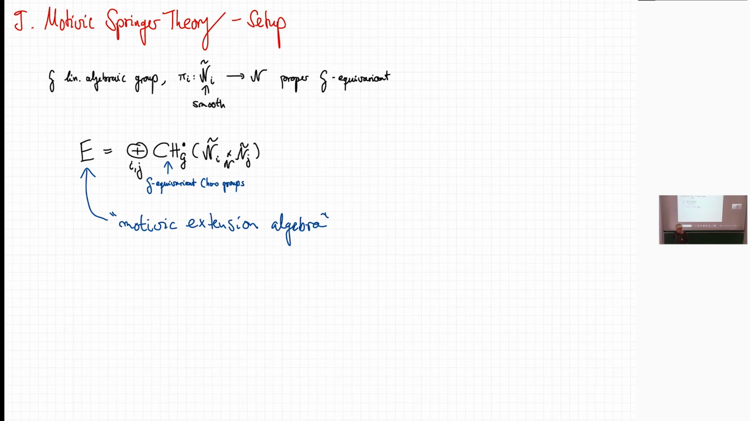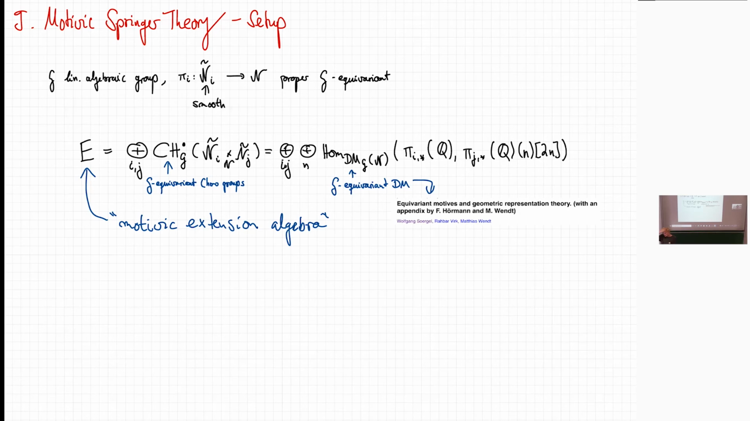Okay, good. And in this setup, you can form the following algebra. Let's call it E. Let's call it the motivic extension algebra. And you do the following. You take the Chow groups of all the pairwise fiber products of those spaces, Ñ_i and Ñ_j, yeah? And also, this is a small detail which I won't go into, you can also take G-equivariant Chow groups, yeah? Which we do here, but don't worry about it. So G-equivariant Chow groups. So this is an algebra, yeah? Because I have this convolution product, which makes it into an algebra.